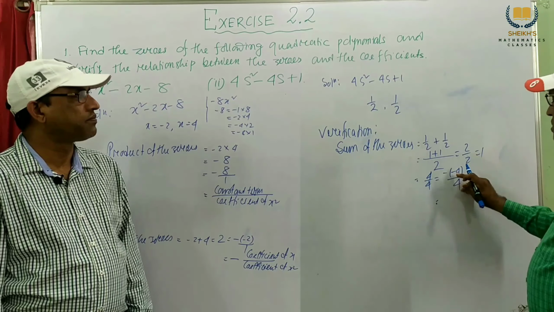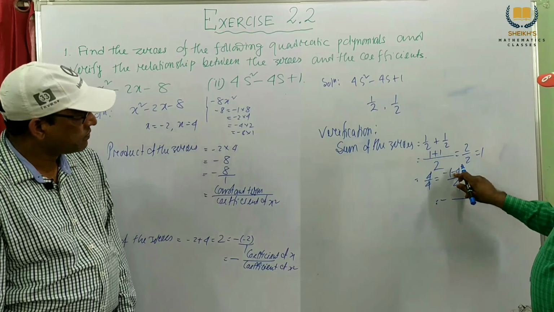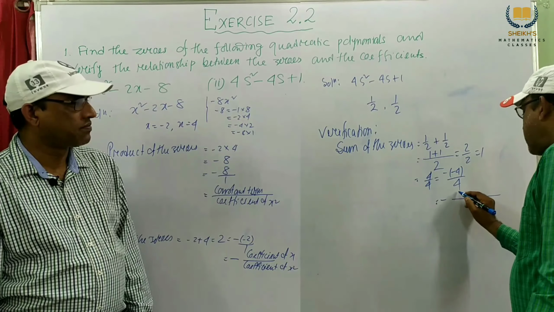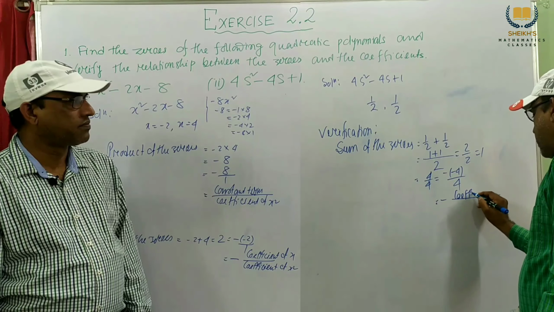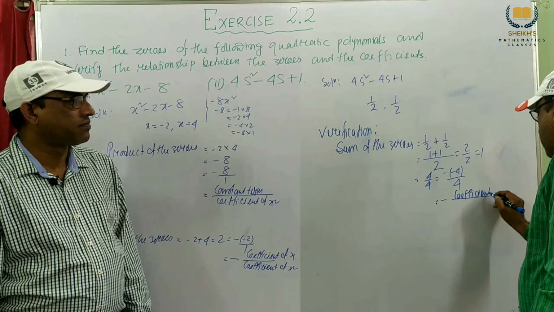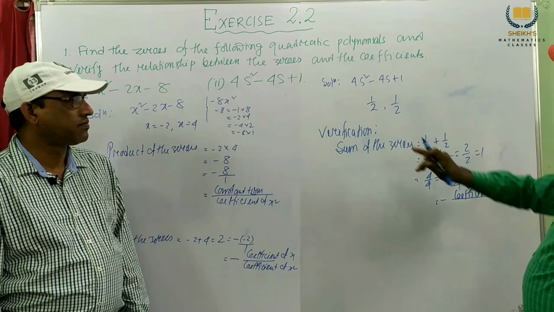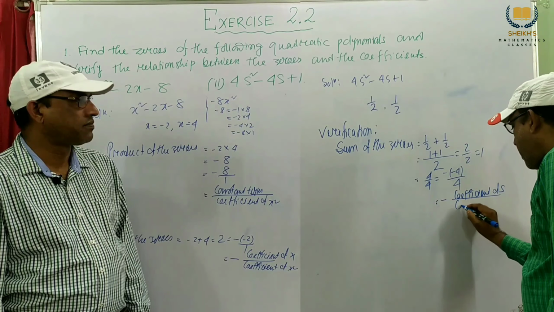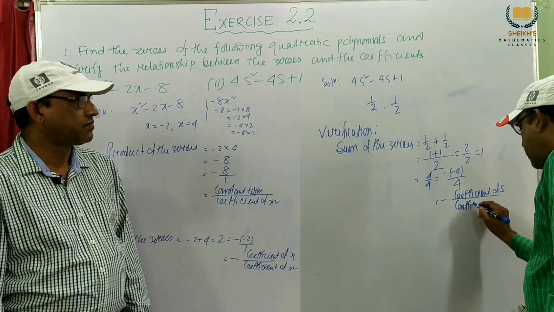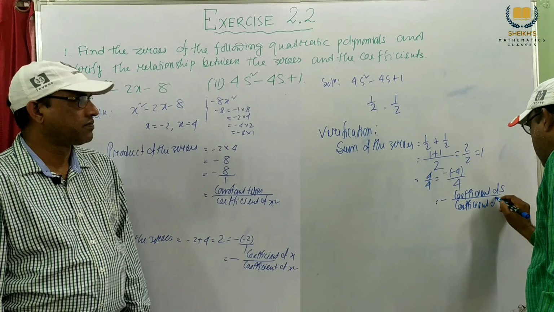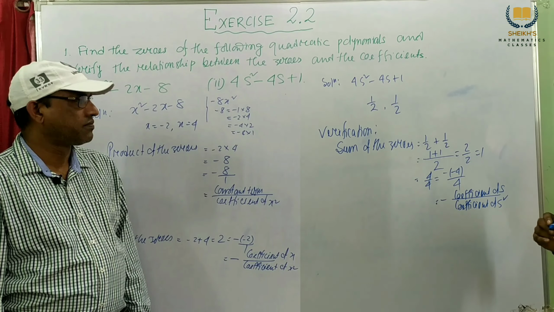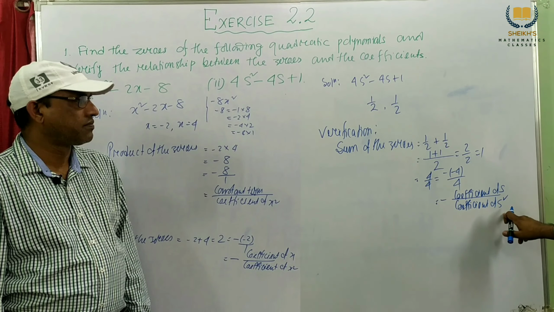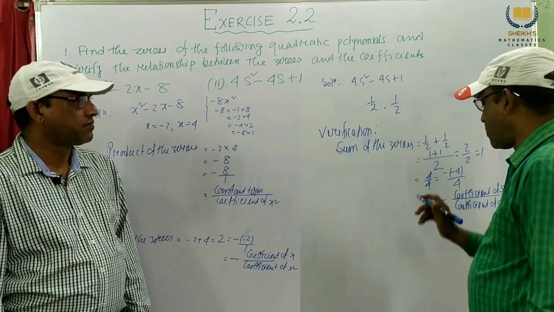And this minus remains the same, and for this minus we get the coefficient of s, and this 4 means the coefficient of s square. So we get the first condition: minus coefficient of s by coefficient of s square. This is the sum of the zeros.